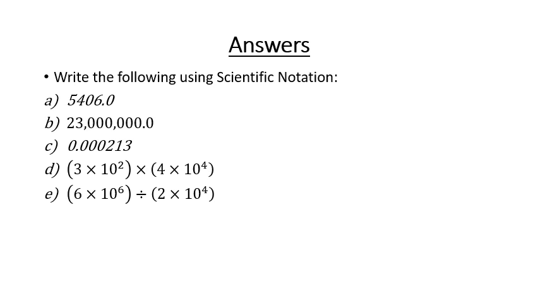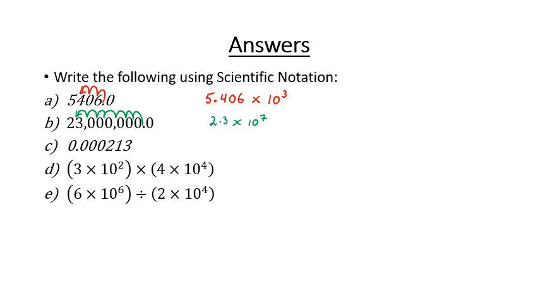Okay, so let's see how you went with scientific notation. In our first question, we need to move the decimal point 3 spots to the left. So this becomes 5.406. We've moved it 3 spots to the left, which means that it's positive 3. In our second example, we've moved the decimal spot 1, 2, 3, 4, 5, 6, 7 spots. So this becomes 2.3 by 10 to the 7. We've moved it again to the left, so we know it's going to be positive.